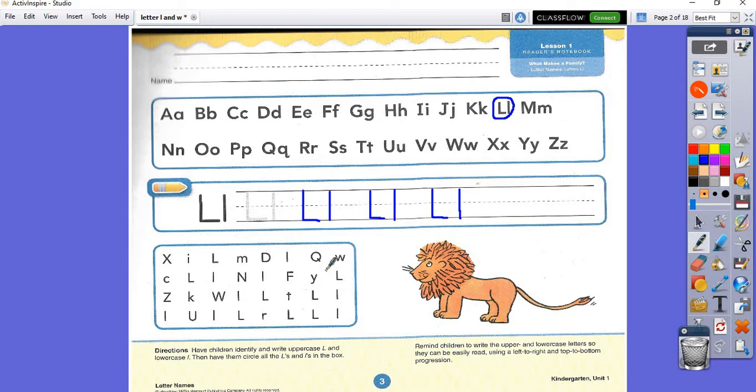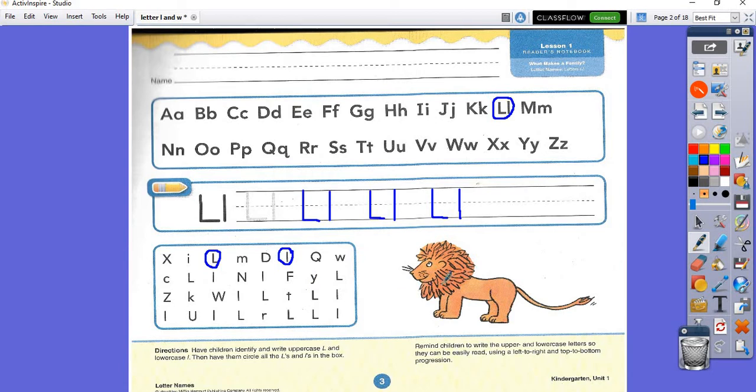Now we are going to find letter L. Make the circle. This is letter L. Circle this letter L. Now we have this lowercase L. Circle this L. Very good. Now you are the one who will find more letter L and the sound.